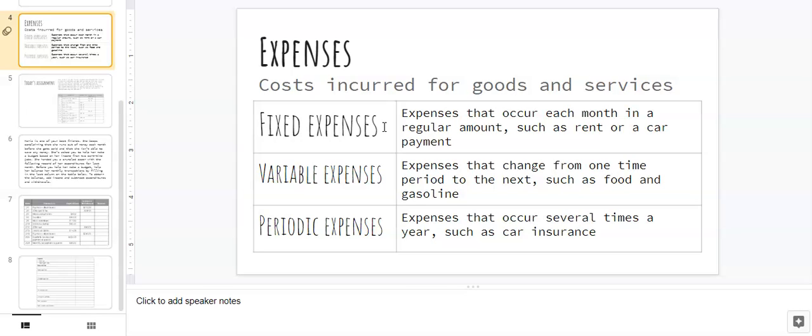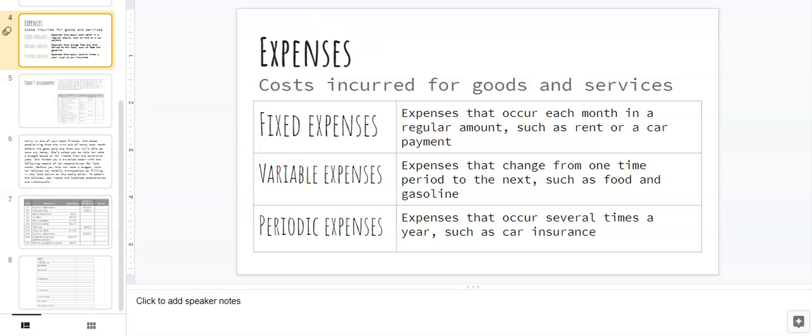And then there are the periodic expenses. These are the ones that occur multiple times a year. Maybe they don't come up every month. Maybe they come up every 3 months or every 4 months, or maybe you only have to pay it twice a year, so every 6 months you have to pay something. A lot of times people pay their car insurance this way. It's not a monthly expense, but they don't have to pay a year's amount all at once because that gets really expensive.